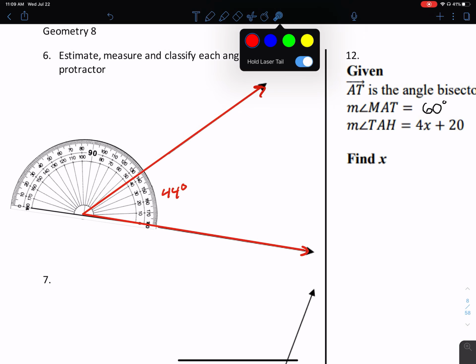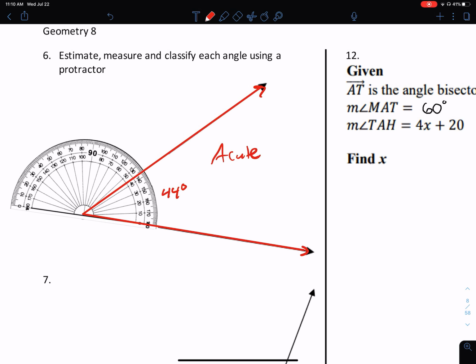Estimate. So we didn't estimate. I apologize. We first were supposed to guess what this angle is, then measure it, then classify it. I skipped the first part. I apologize. How do we classify it? Is it acute, obtuse, or right? This is an acute angle because it's between 0 and 90 degrees.